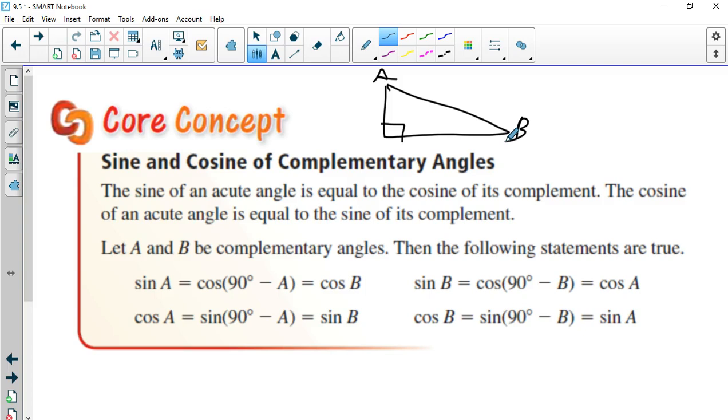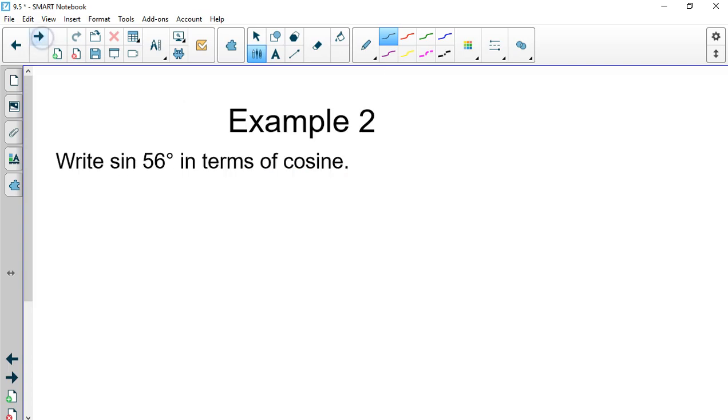The sine of A is equal to the cosine of 90 minus A, which gives you the cosine of B. Okay? So they have this very interesting relationship. The sine of B is the cosine of 90 minus whatever A is. And you'll see that in action here.